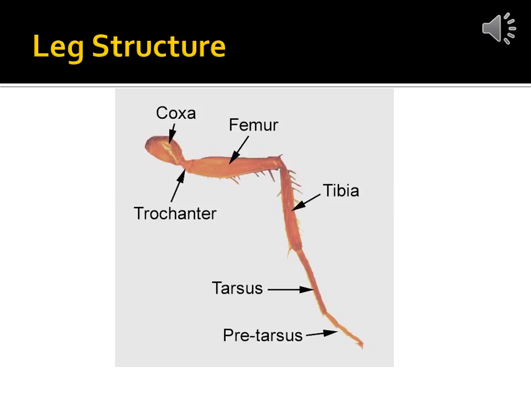Moving on to the leg structure of an ant. As we can see, it's mainly divided into three regions. The coxa is the part which is attached to the thorax, which allows the first degree of movement. The joint between the coxa and the femur allows the second degree of movement, and the joint between the femur and the tibia allows the third degree of movement.